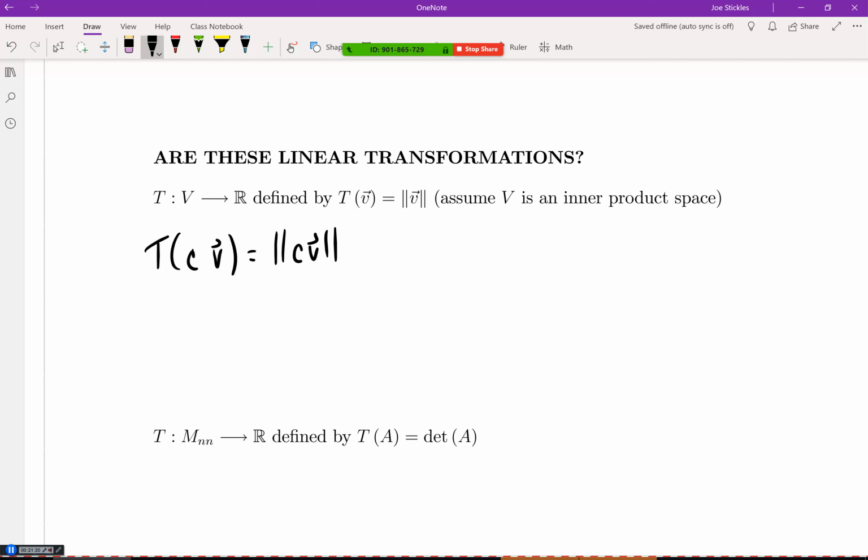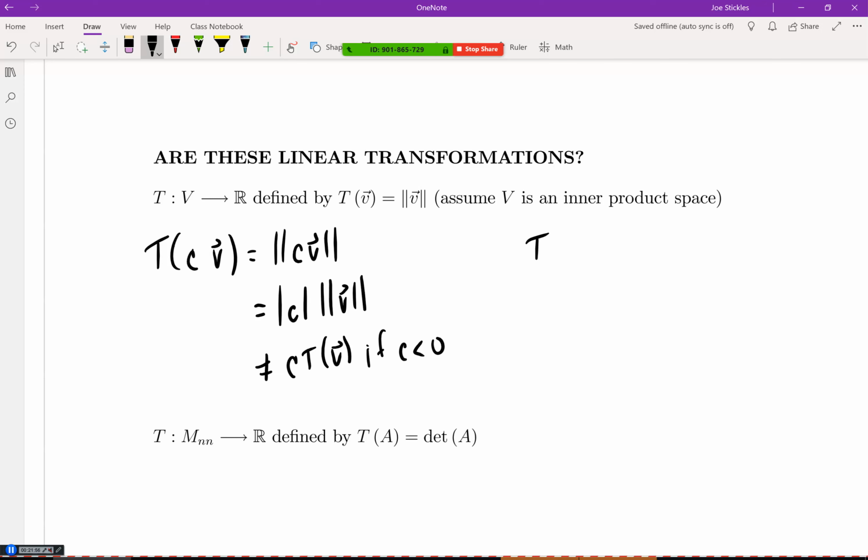If I did the scalar multiple, that would say do the magnitude of the scalar times the vector. And then remember from work that we did back in the inner product space chapter, if I pull a constant out, an absolute value goes with it. So this is not equal to a constant times the transformation if the constant's negative in this case. So right away that tells me this is not a linear transformation.